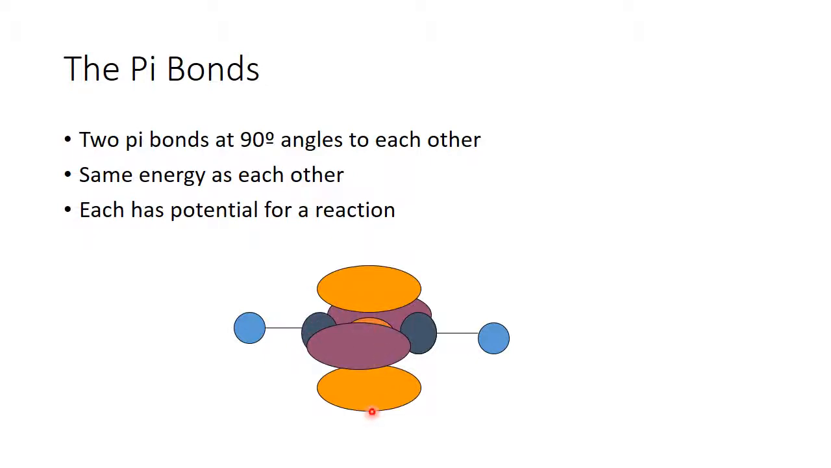The two pi bonds are at exactly the same energy as the other one, and one pi bond in this carbon-carbon triple bond is at essentially the same energy as a carbon-carbon pi bond in an alkene. And so as a result, the alkynes have very similar reactions to the alkenes. They really can do it twice instead of just once.